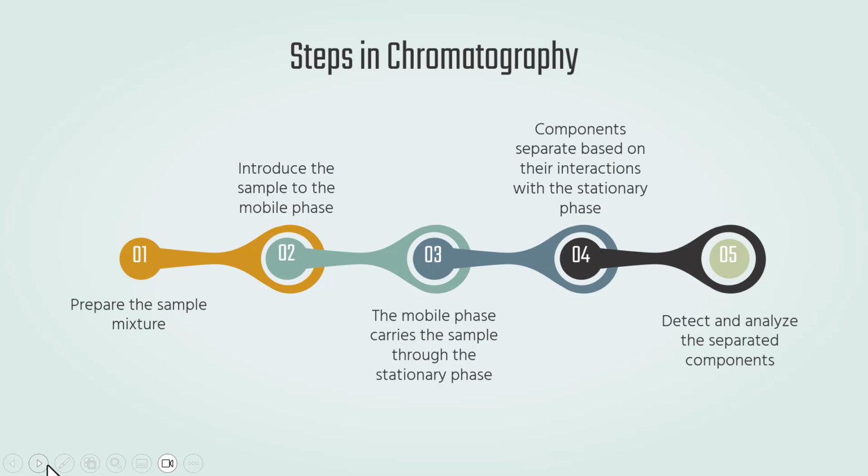And the fourth step is component separation. As the solvent travels up the paper, it carries the ink with it. Different inks move at different speeds and start to separate. Then detect and analyze. This is our last step. After a while, we see different colors spread out on the paper. Each color represents a different component of our original mixture.